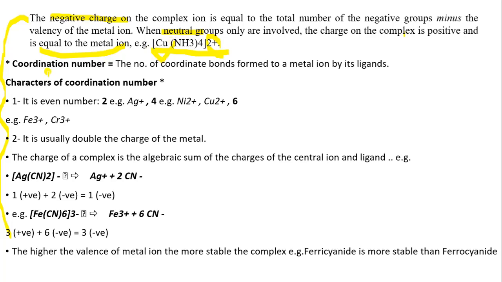Now, when there are different ions, what will be the reaction? We will see, if we talk about coordination number.